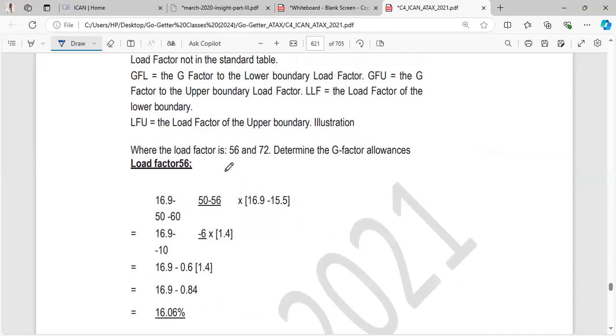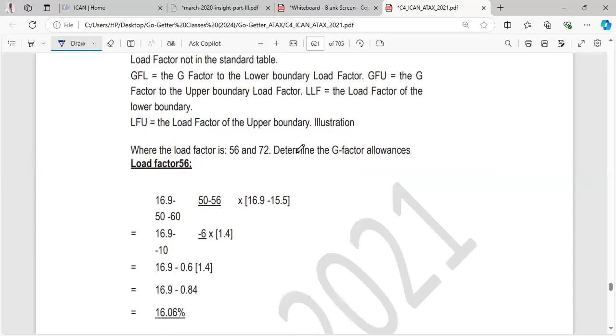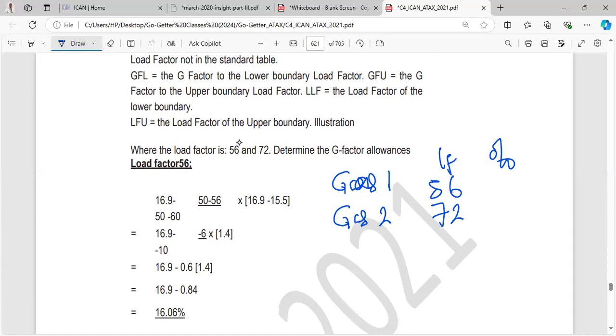It said, where the load factor, if you are given two gas contracts, where one of them is 56 load factor. So let's say gas one, this is load factor, this is percentage. Then gas two, now we have 56, we have 72. That is their load factor. Just like API, this is their load factor.